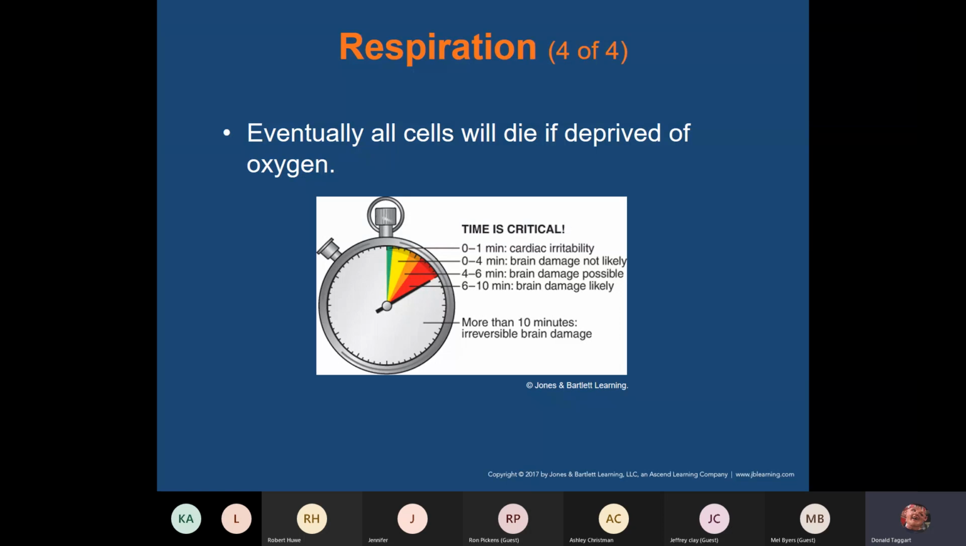Okay, so again, try to remember these numbers. The most important one there is 4 to 6 minutes, where you're having brain damage, probably irreversible. But definitely after 10 minutes, it's irreversible. So this is why airway management, good CPR, and getting people artificial ventilation and respiration matter, because we can't get this stuff back.